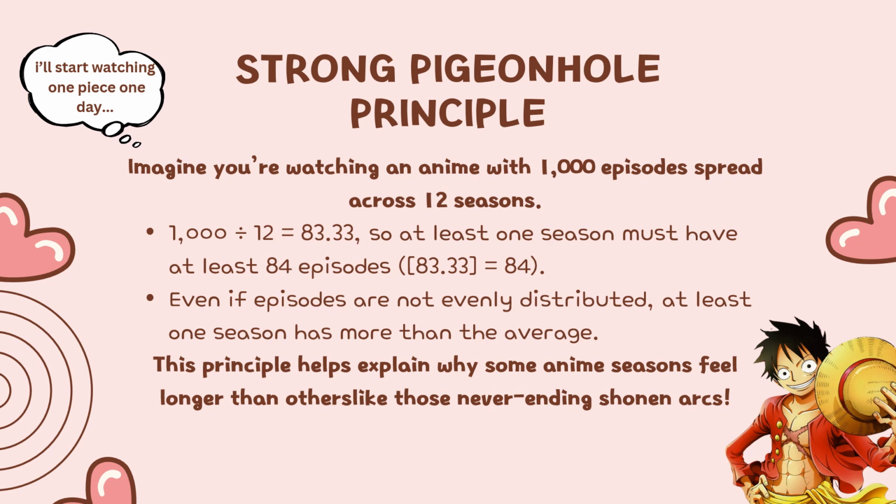Here's another example of a strong pigeonhole principle. Imagine you're watching an anime with 1,000 episodes spread across 12 seasons. 1,000 divided by 12 is 83.33, so at least one season must have 84 episodes. Even if episodes are not evenly distributed, at least one season has more than the average. This helps explain why some anime seasons feel longer than others, like those never-ending shonen arcs. For example, One Piece. It has more than 1,000 episodes. I will start it one day, but who knows if I'll finish it.